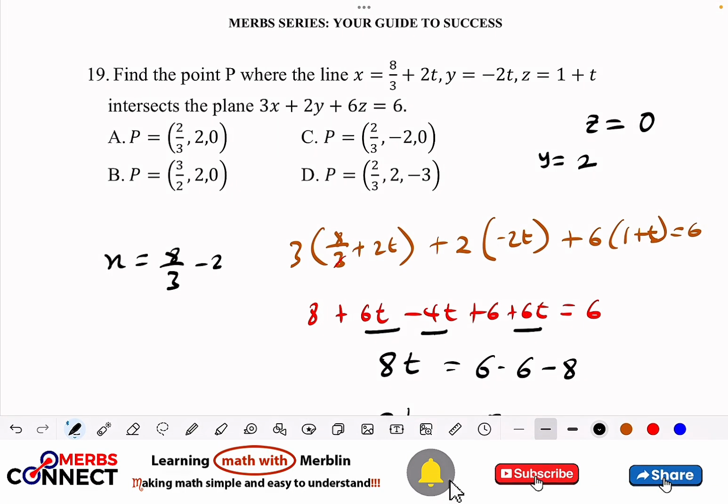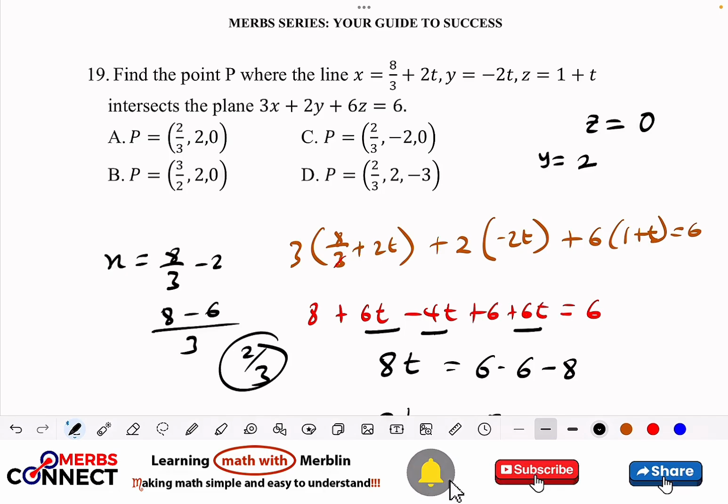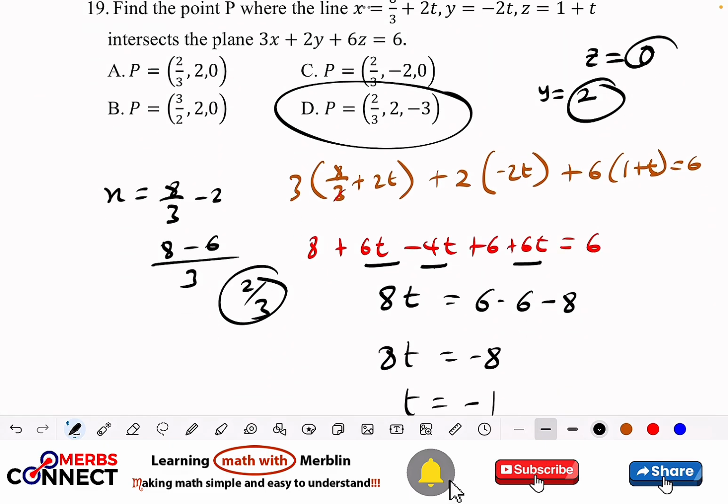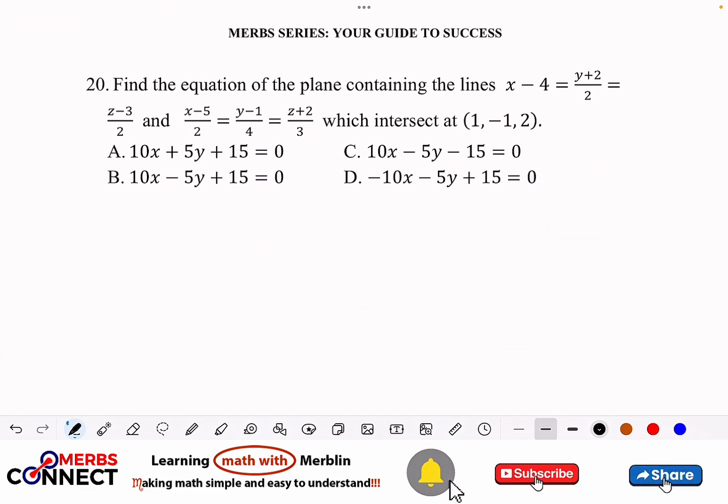So let's try and simplify this. 8 minus 6 and get 2 on 3. So 2 on 3, 2, 0 is right here. So this is what I'm going to get for the P point. Let's do the last question and then we are done here.